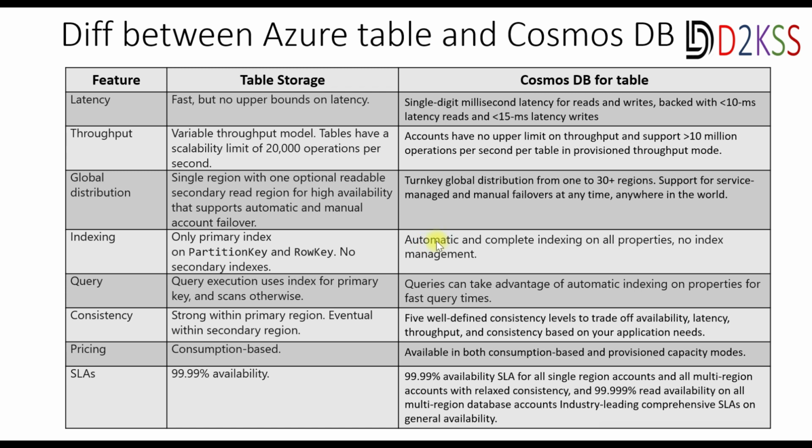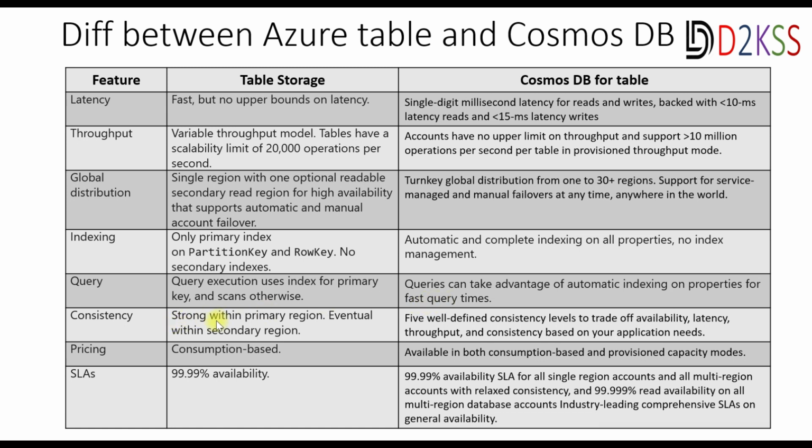In Cosmos DB, there is automatic and complete indexing for all the properties, so you can use any property to fetch the data. No index management is needed, and query execution uses the indexes for the primary key and scans otherwise. Queries can take advantage of automatic indexing. So we talk about the indexing feature: it supports automatic indexing for properties, for fast query times.